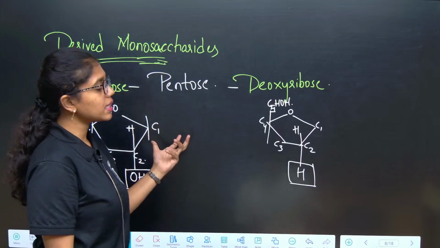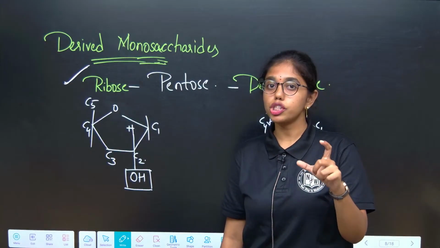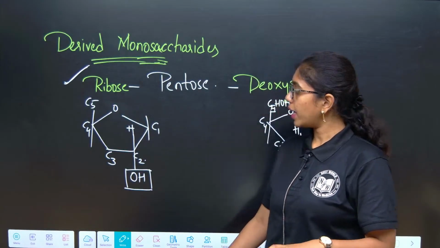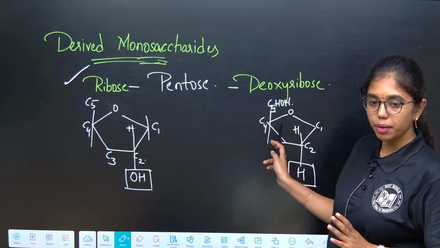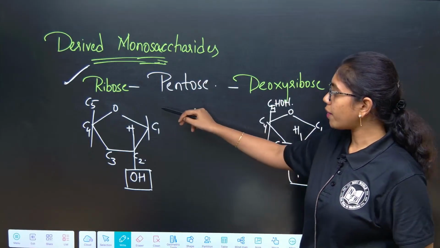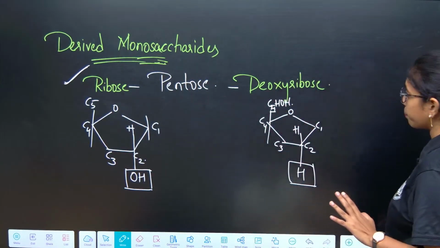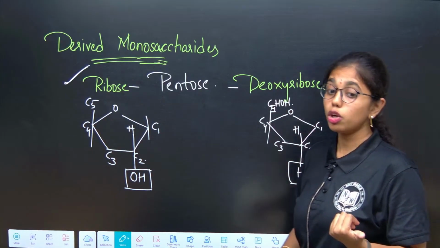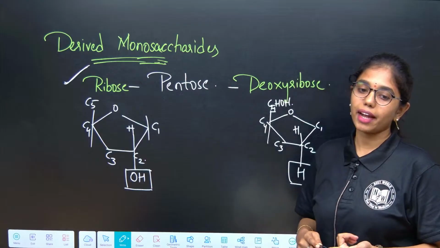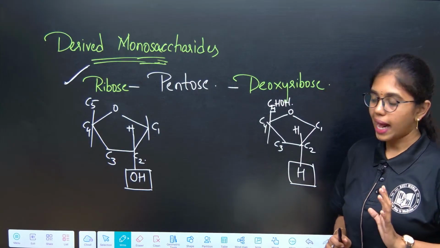This you will see where? In the nucleotides of DNA. In the DNA, which is a polynucleotide chain, in each nucleotide the sugar molecule which is present is what? Deoxyribose. In RNA you will find ribose sugar, that is it. Next, if you take one more example like glucosamine, that is also a derived monosaccharide, which has an amino group over the glucose.